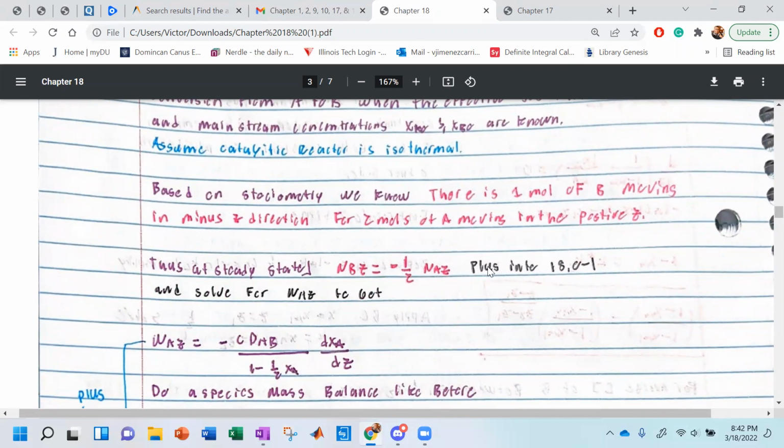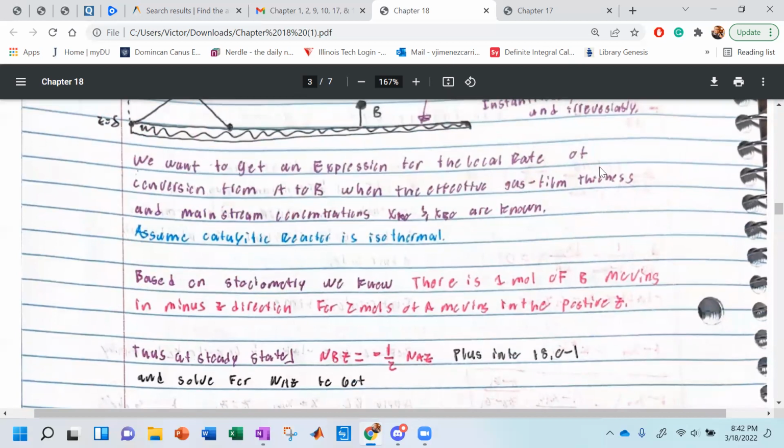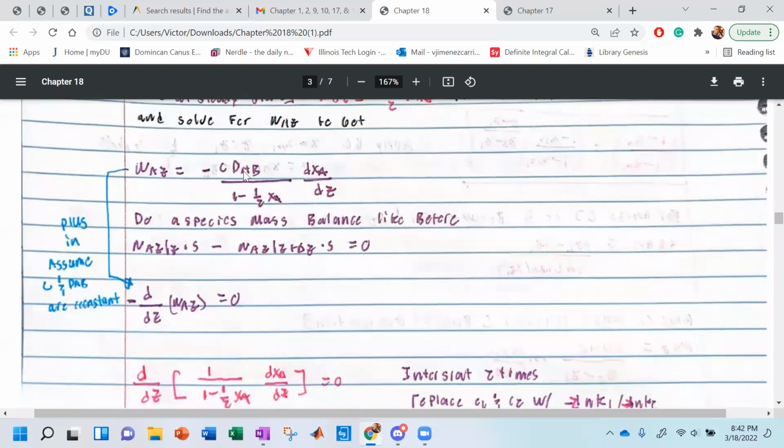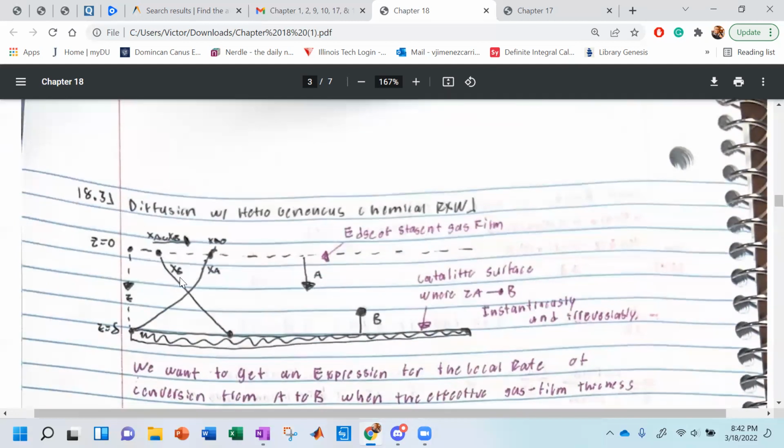And then we can go back into equation 18.01 and solve for NAZ, and you end up getting this equation, which is given in the book. So you'll have to derive this if they don't use something like this, but basically just use the chemical equation and you'll simplify for NAZ, and you can get something somewhat here. Now you have to do another species balance like before, and the same logic applies for your species balance.